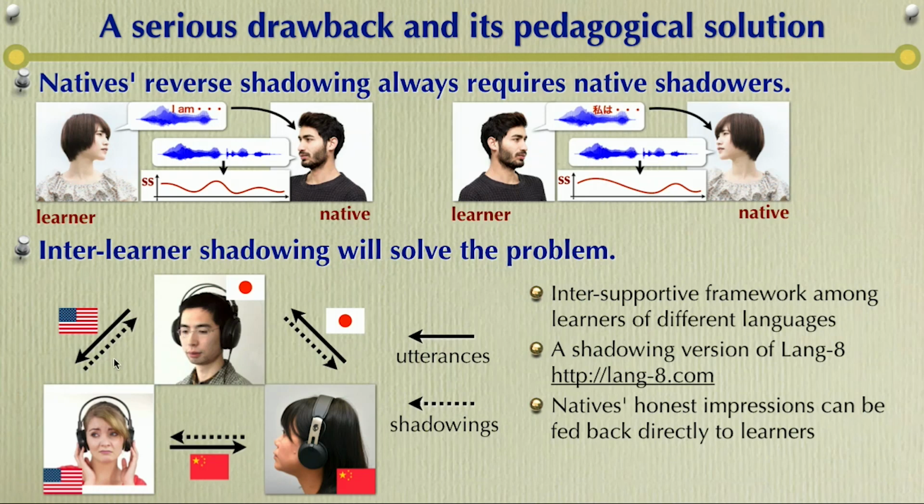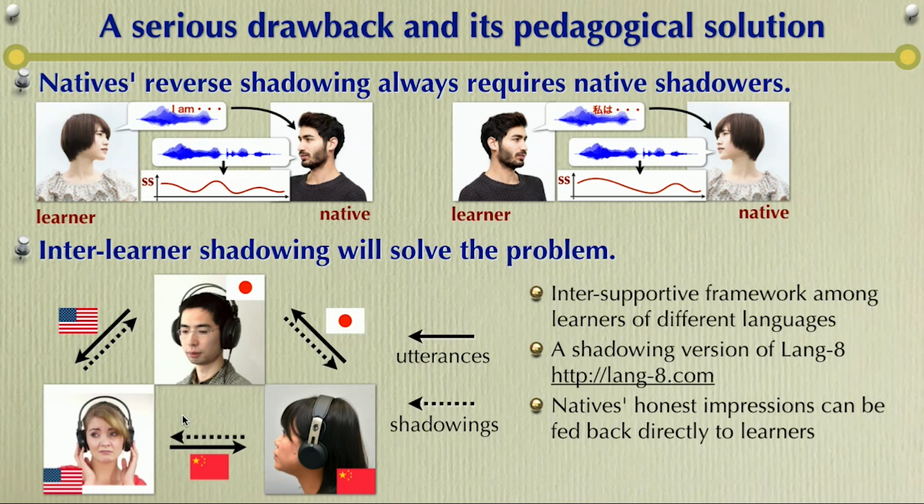Japanese, his English will be shadowed by an American. So the American is learning Chinese. The American's Chinese is shadowed by a Chinese speaker. So this Chinese speaker is learning Japanese, like her, right? So she's a Chinese learner of Japanese, and her Chinese I will shadow, right? So this is inter-learner shadowing. Every learner is a native speaker of one or two languages, okay?